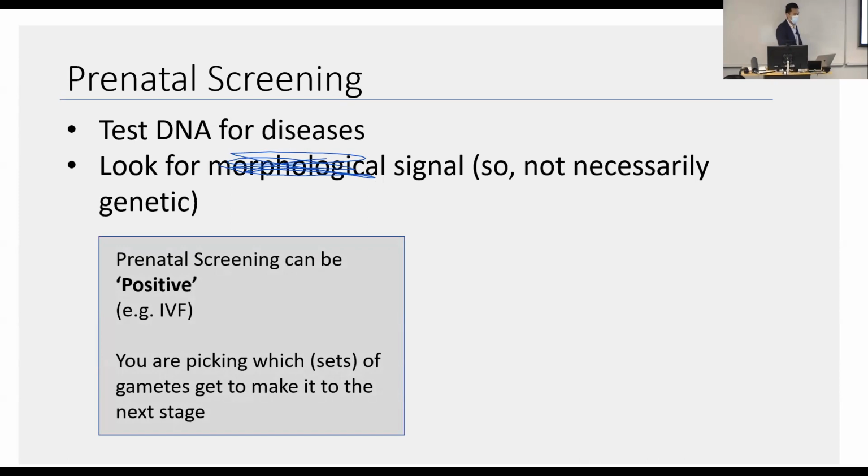Prenatal screening can be split into, I think, two types. You can have some positive ones, which is once you screen them, you're now saying, okay, you get to continue to the next stage. You get to be a contender for fertilization. I mean, this happens in IVF treatments all the time. The thing with IVF treatments is usually you have multiple eggs going on at the same time as well.